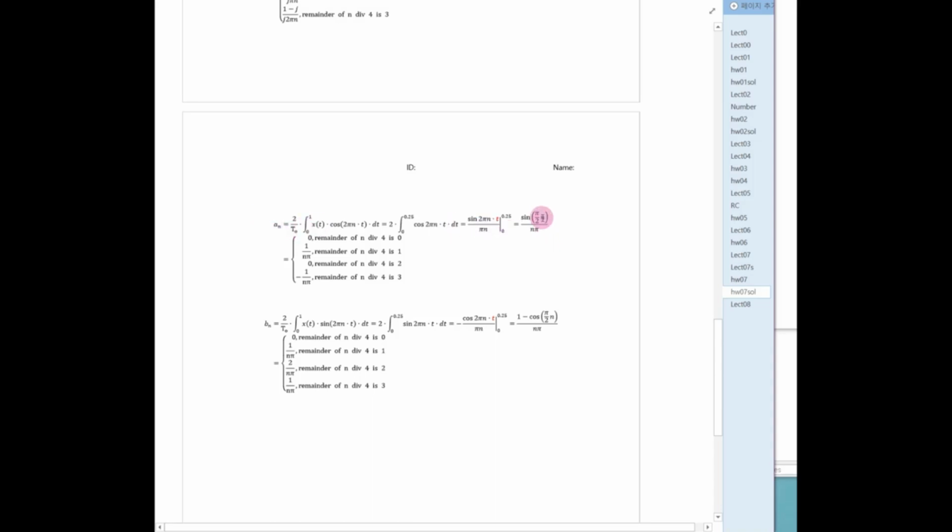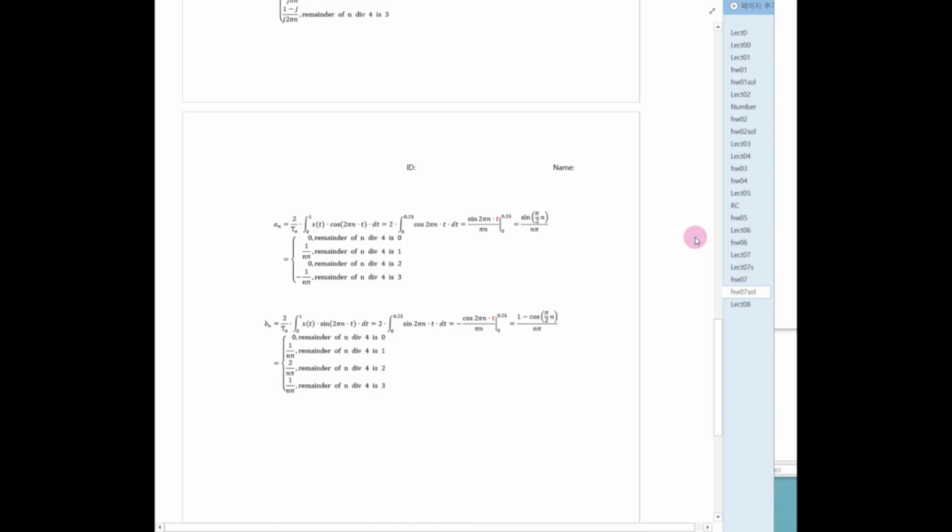You can try the same thing. When n divided by 4 has remainder 0, you can try 4. In that case, this goes to 0. And in this case you have this result, and so on. In the case of Bn, you have the result and interpret n in each case, then you can have this result. Before closing out this homework, I would like to give some more idea of what the Fourier series is.